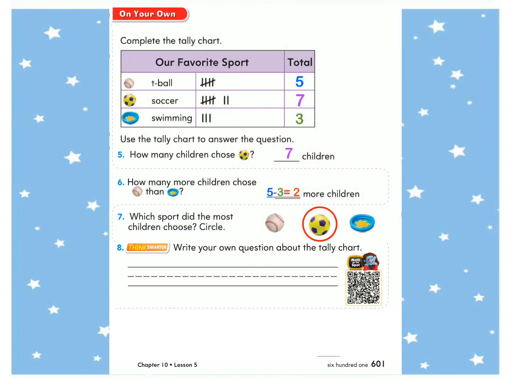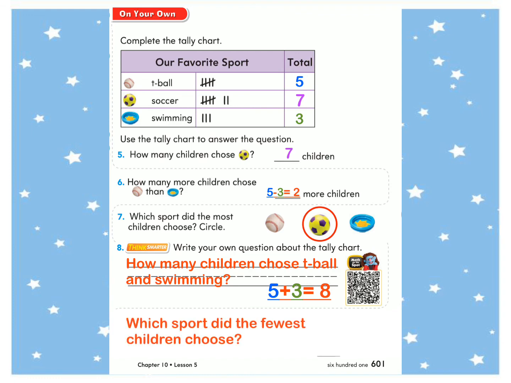Now, after we watch the video, we can come up with these 2 questions. The question could be, how many children chose t-ball and swimming? If we want to answer this question, it will be 5 plus 3 equals 8. And we can also ask, which sport did the fewest children choose? Which is the swimming. And also grade 1, if we think more and more, we can come up with more questions.